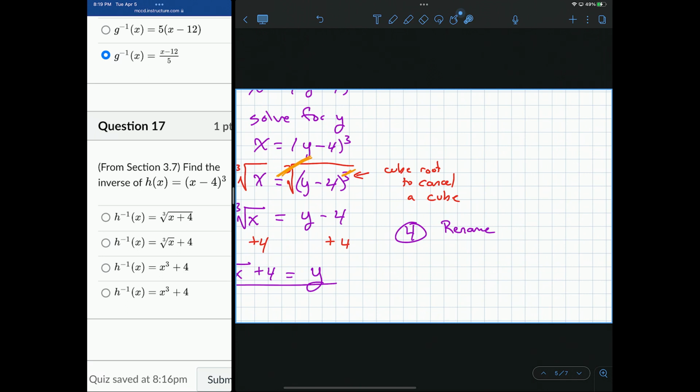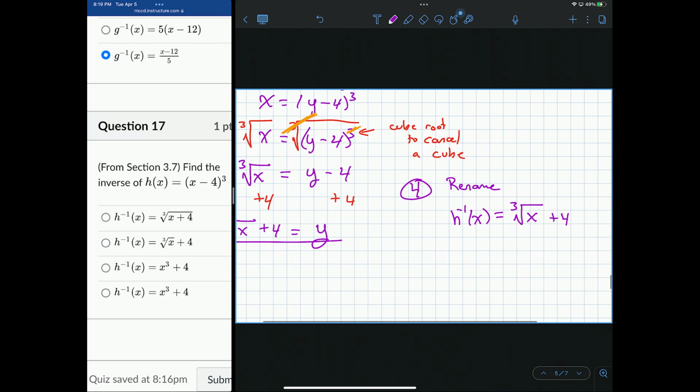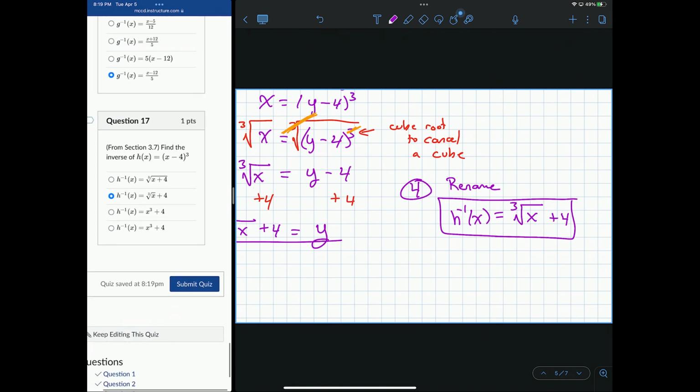So how about, h inverse of x is what? It is the cube root of x plus 4. So you just look for that on your list. Of course, it is right here. Okay, so I think we answered the whole quiz. Let's go ahead and submit it.